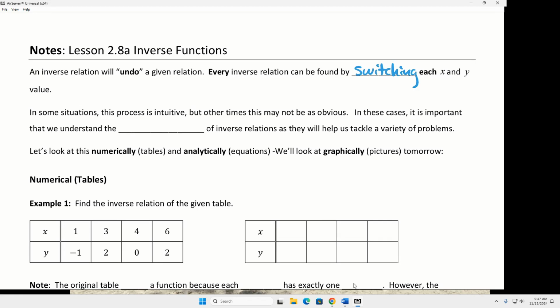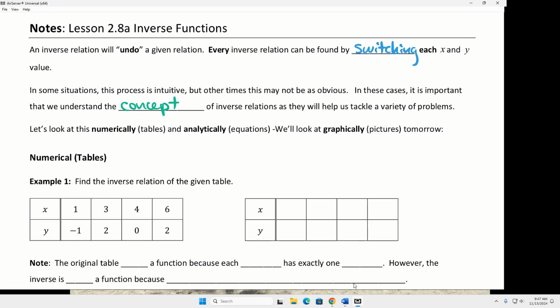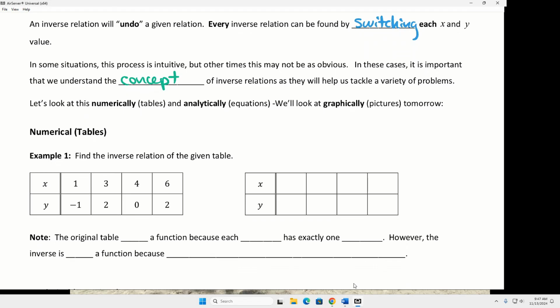So in some situations, you can just kind of do this in your head. Other situations, it's going to be more algebraic stuff that you have to do. But it is important that you understand the concept of the inverse, because I always think it's helpful if you understand the purpose, so that way you can kind of remember what you're supposed to do. So we're going to look at inverses 3 different ways. Today we're going to do numerically using the tables and analytically using the algebraic equations, and then tomorrow we'll look more at finding the inverses using the graph.